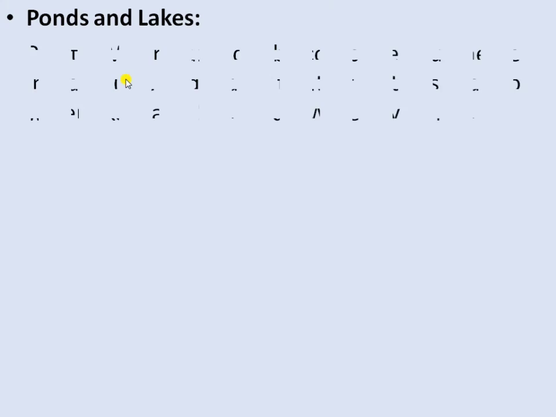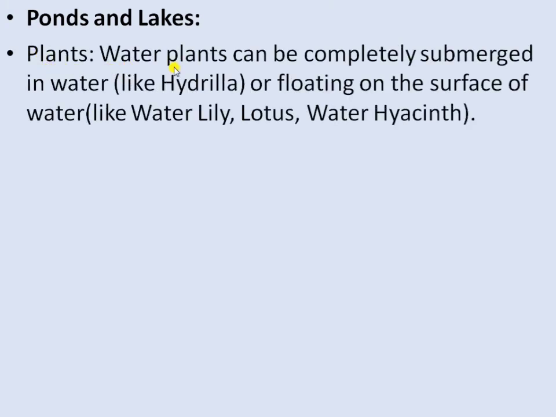In ponds and lakes, water plants can be completely submerged in water, like hydrilla, or floating on the surface of the water, like water lily, lotus and water hyacinth. Here the roots of aquatic plants are either absent or very poorly developed, because water is easily available to them. The leaves are covered with wax to avoid decay due to long exposure to water.